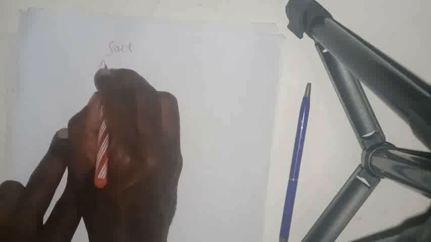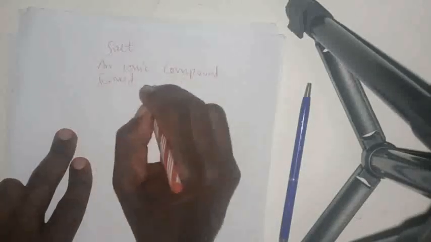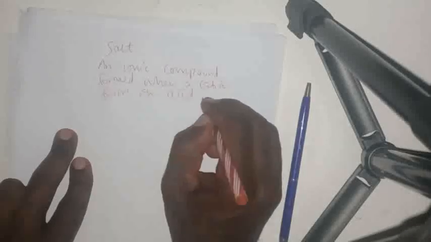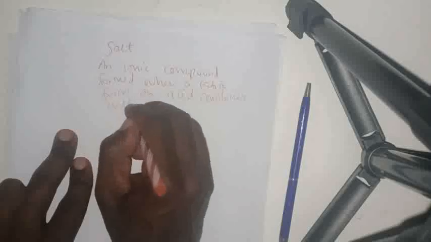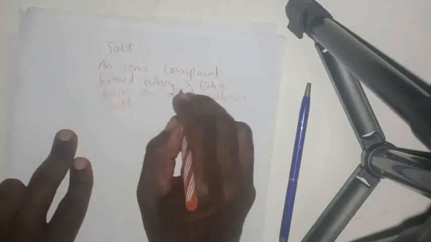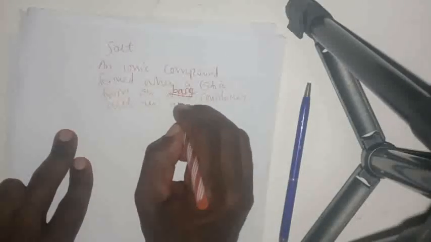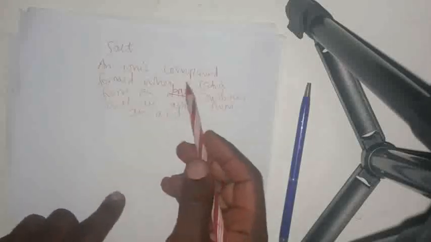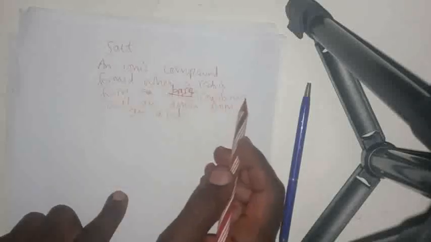So it is first an ionic compound formed when a cation from a base combines with an anion from an acid. An ionic compound formed when a cation from a base combines with an anion from an acid can qualify to be called a salt.